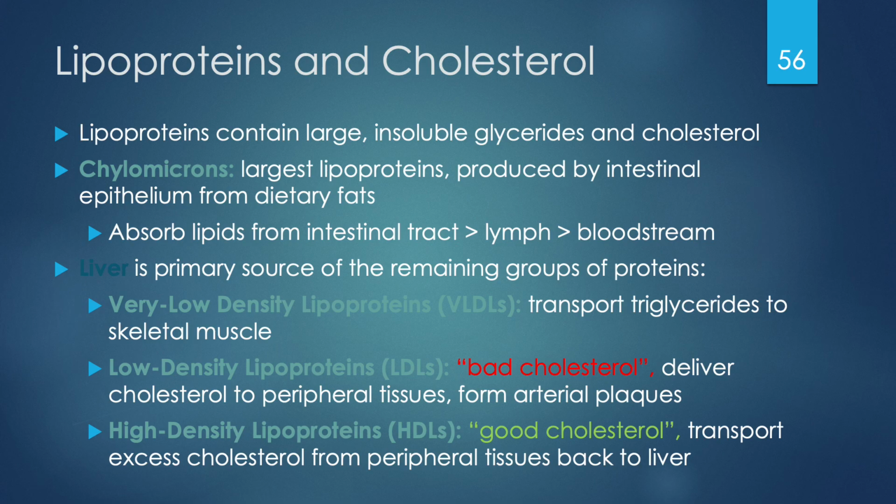The liver is the primary source of the remaining groups of lipoproteins, and I'm sure you've heard of all of these before. The first is very low density lipoproteins, or VLDLs, and these are responsible for transporting triglycerides to skeletal muscle. Low density lipoproteins are what may be known as the bad cholesterol, and they're bad because they deliver the cholesterol to the peripheral tissues.